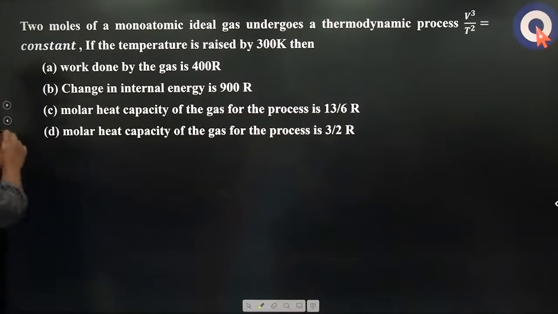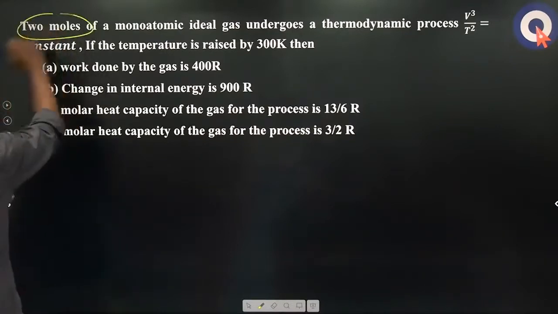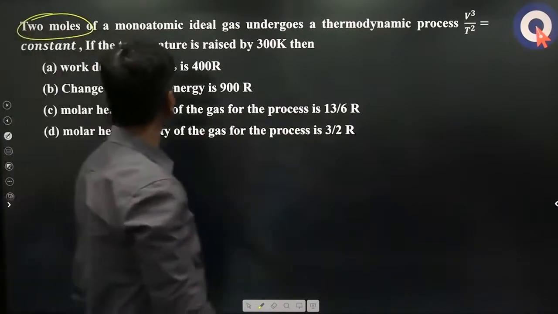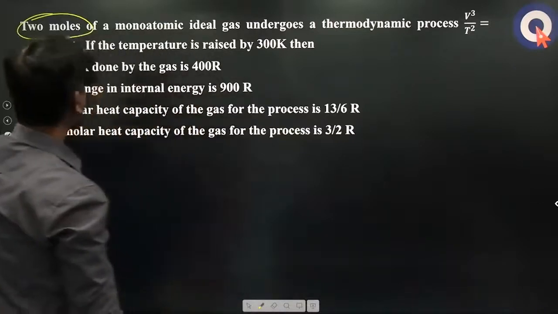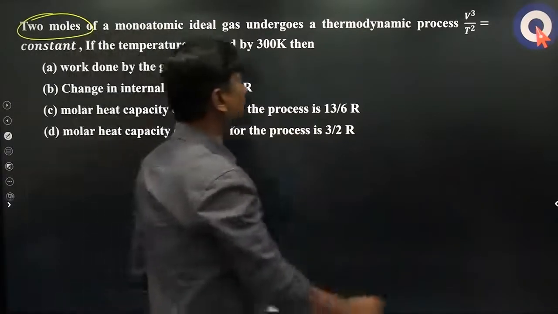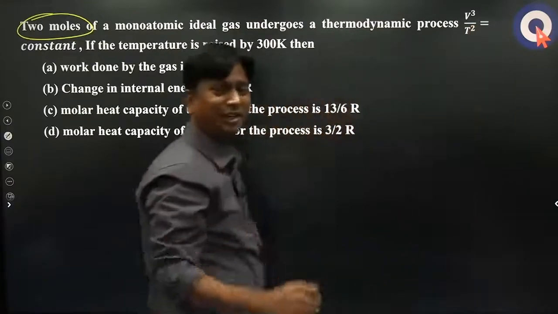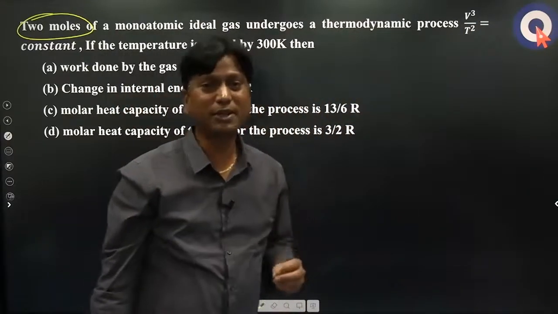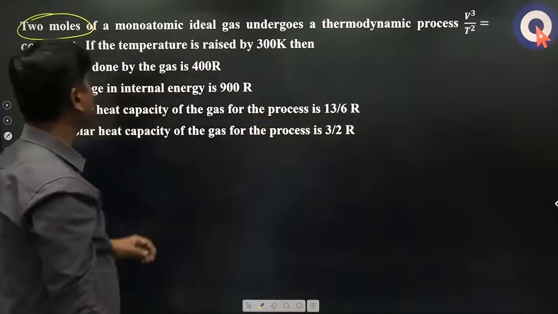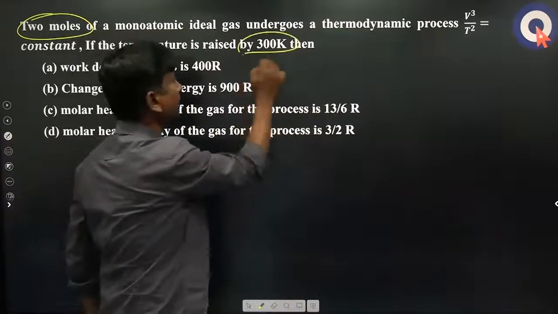So here in this question also 2 moles are there, adiabatic process. So not an adiabatic process. 2 moles of monatomic ideal gas undergoes a thermodynamic process in which V cube by T square is constant. Some relation in terms of volume and temperature they have given. V cube by T square is constant, and if the temperature is raised by 300 Kelvin, delta T they have given.